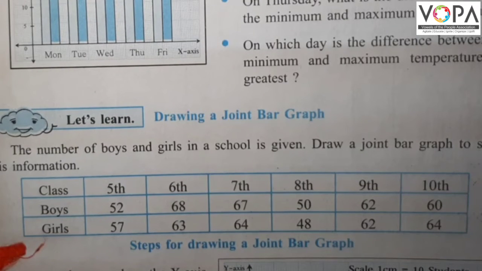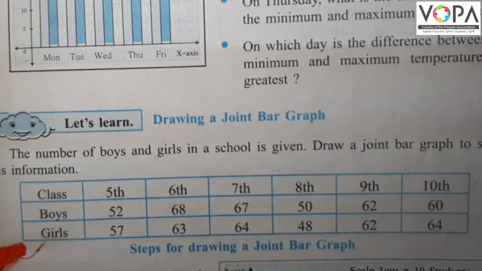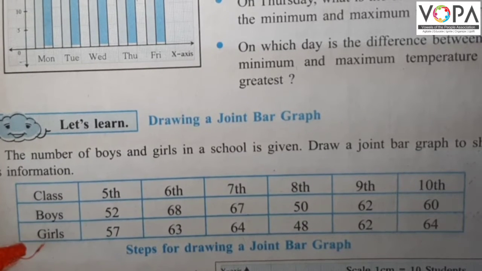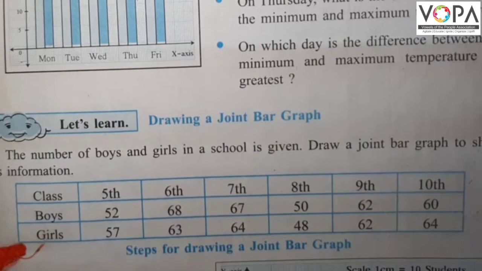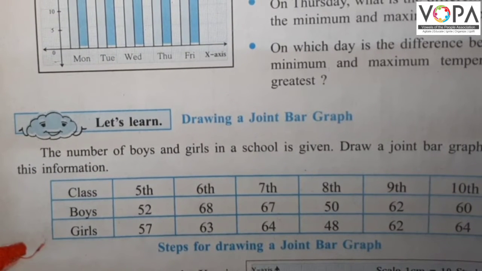Dear friends, we are going to learn today how to draw a joint bar graph. Now, see the example here. The number of boys and girls in a school is given. Draw a joint bar graph to show this information.